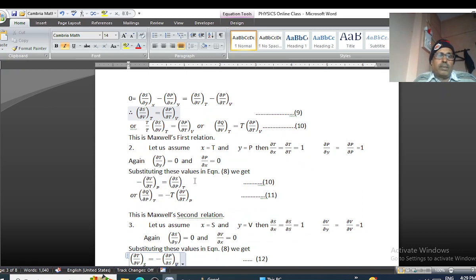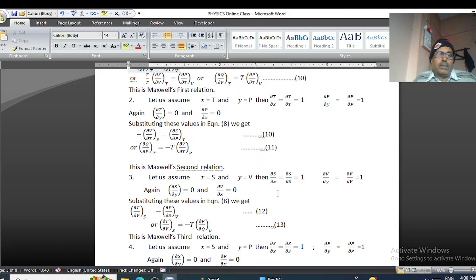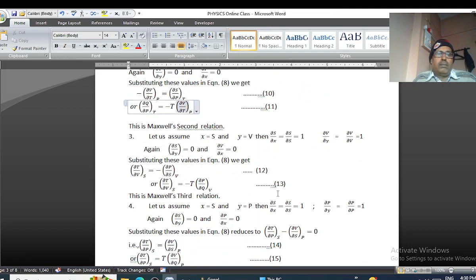After putting these values we get this one. Again we multiply it by T and divide it by T. If we multiply T here, then TdS is equal to what? δQ, and one T will be here because T and dS combined give δQ, but T is as it is here. So we get this relation, and this is the Maxwell second relation. And similarly, we can proceed.